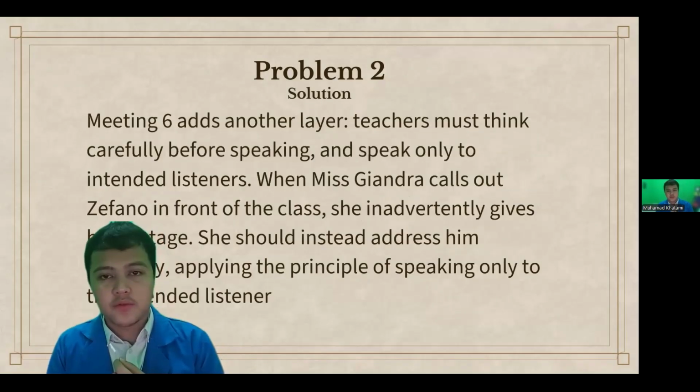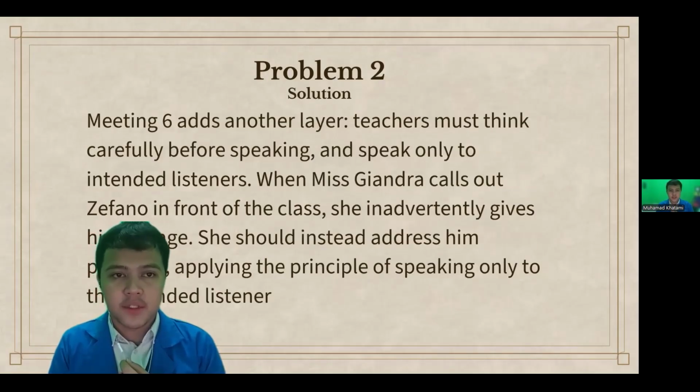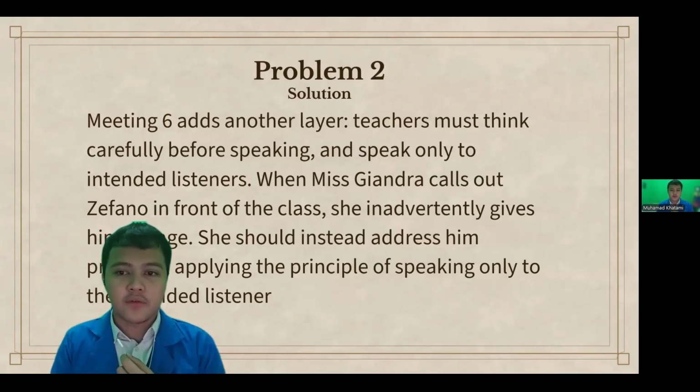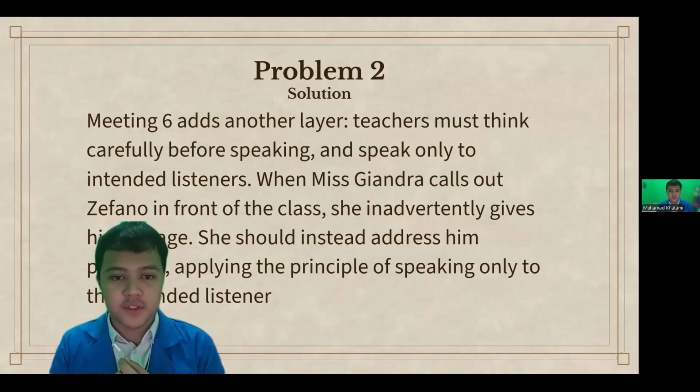So the solution for this, mentioned in meeting 6, adds another layer. Teachers must think carefully before speaking and speak only to intended listeners. When Miss Giandra calls out Zivano in front of the class, she inadvertently gives him a stage. She should instead address him privately, applying the principle of speaking only to the intended listener.